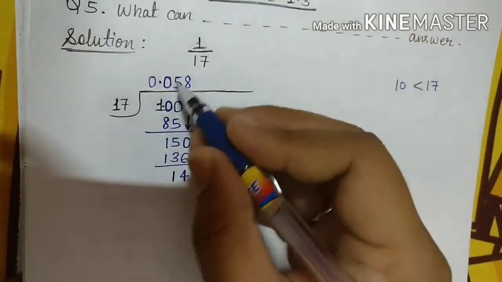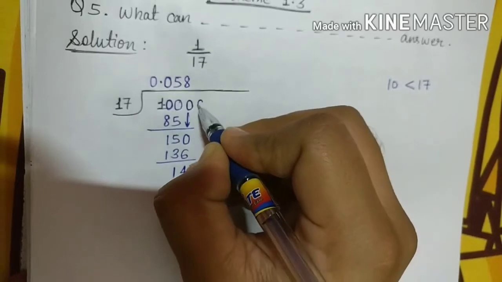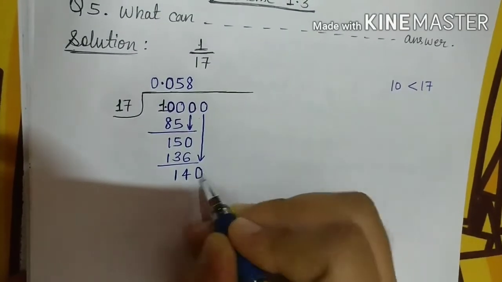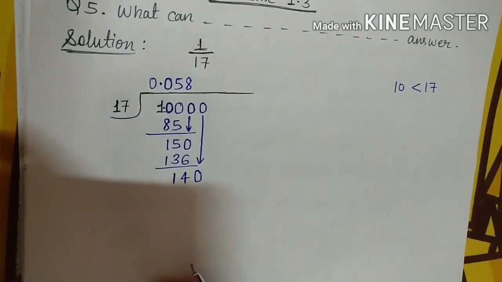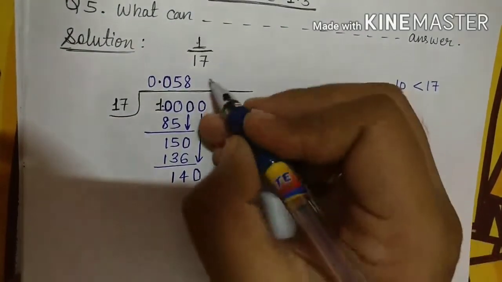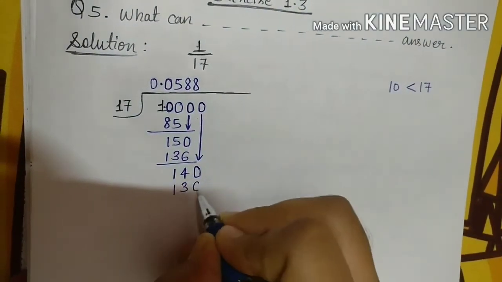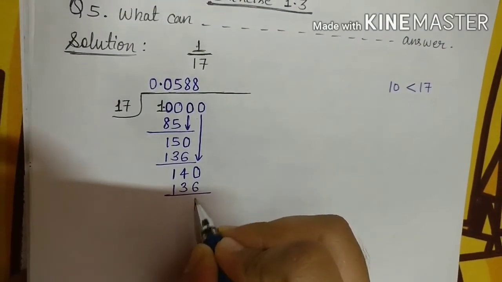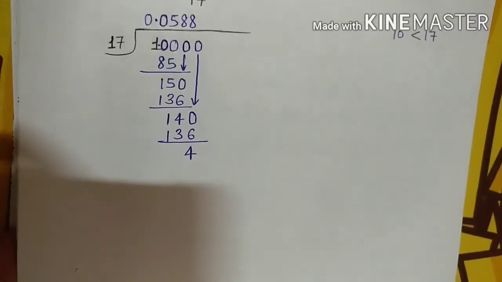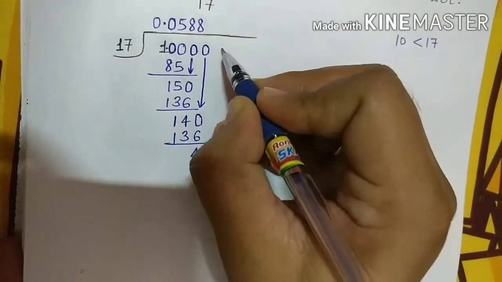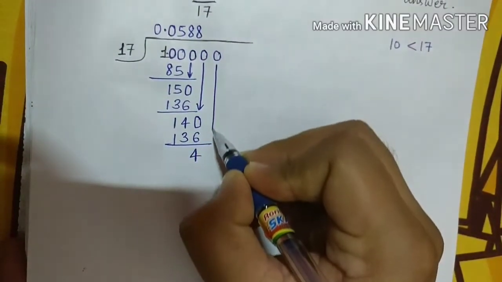Again 14 is less than 17, so again we bring down one more 0 and it becomes 140. Now we again read the table of 17. 17 eights are 136. When you subtract, it comes 4 only. Now again we have to bring down a 0, so one more 0 comes here.